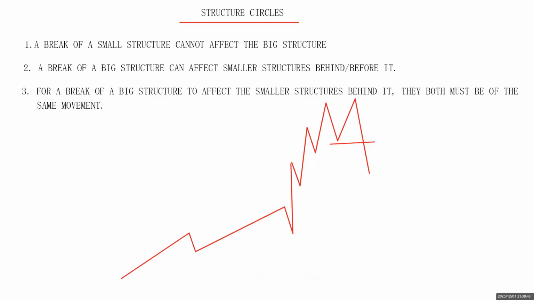If I'm placing a sell, there's a high probability that the take profit may not affect this level. It will have to be here. Even though you can see that the structure that got broken is bigger than this and this, because their movements are different, they are not likewise. They don't resemble each other. So because of that, it's important that we must follow these three rules when we're talking about structure circles.